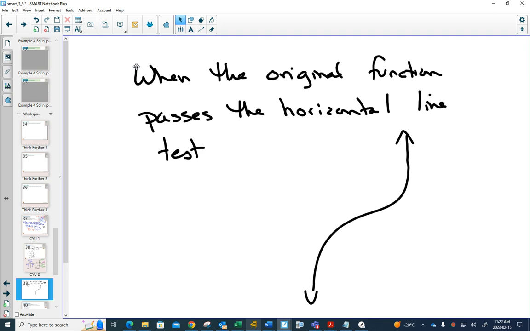There's a one-to-one relationship. There's never a 1-to-2. Like a parabola, there's a y value of 4 that could be from 2 squared or from negative 2 squared. So we would say that one isn't a one-to-one function. It doesn't pass the horizontal line test. And so its inverse is not a function.